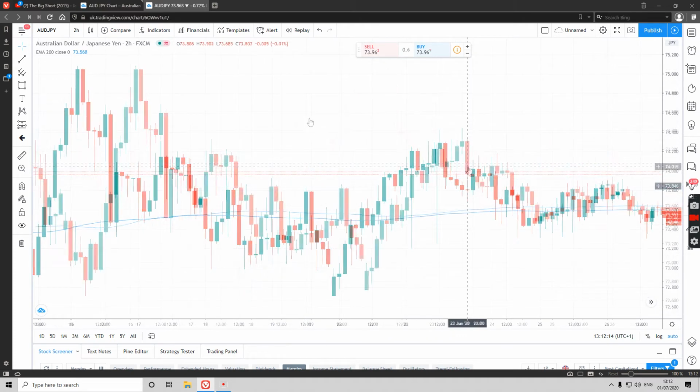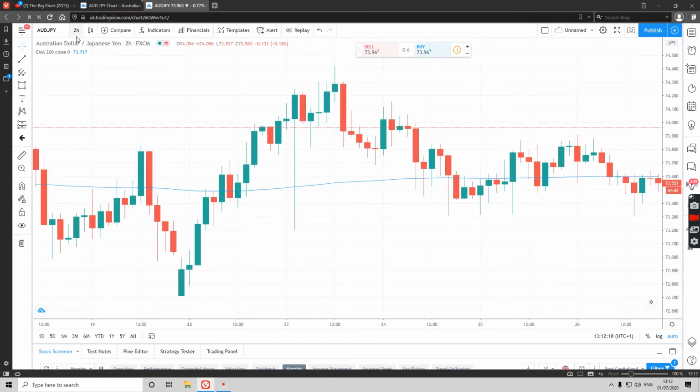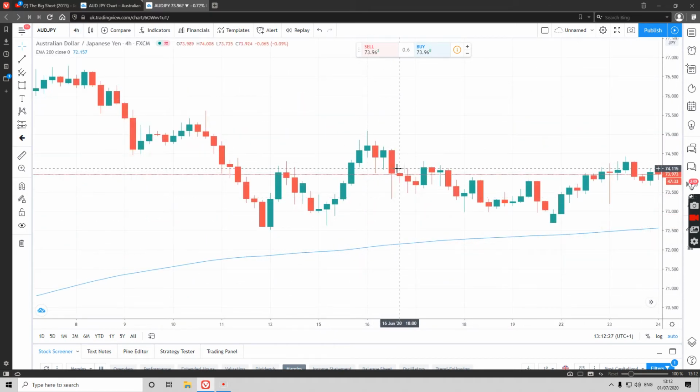So now, with the candles, they're made to represent data by the time frame. Each candle here is 2 hours of data per candle. If I change to the 4-hour chart, each candle here is 4 hours of data in one candlestick.